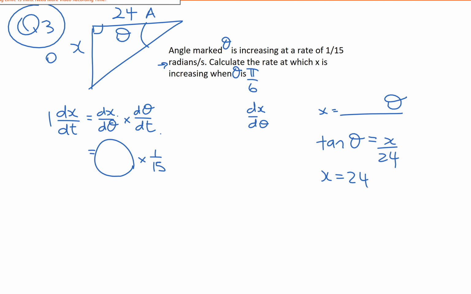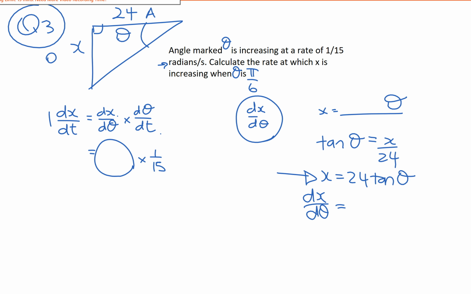Now rearrange that. x is 24 tan theta. Are we happy with that? So now what do I do? Put pi over 6 in there? No. What do I do now? Differentiate, because what do I actually want? I actually want this, don't I? This is my expression. Differentiate x with respect to theta.